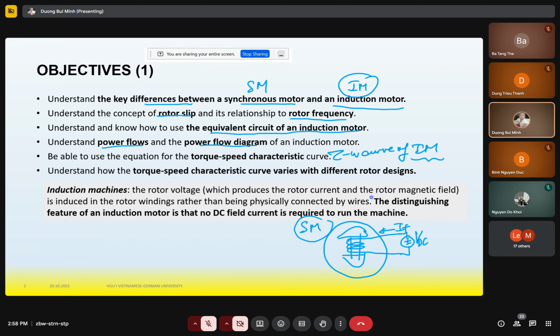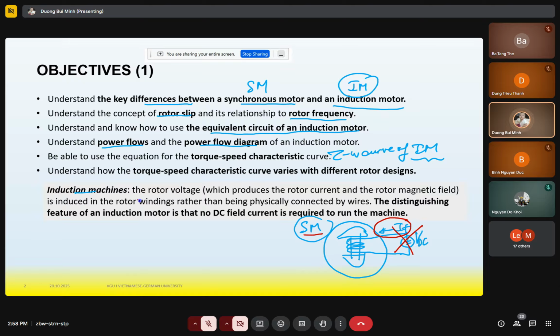But for induction motors, we don't use a DC power supply. So if we don't use a DC power supply, how can we get the rotor current? For synchronous motors, we supply the DC voltage, so this one becomes a closed circuit, and we get the rotor current or field current.